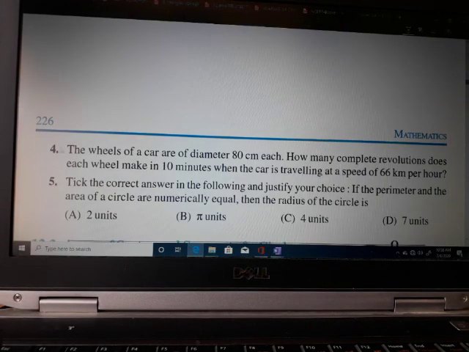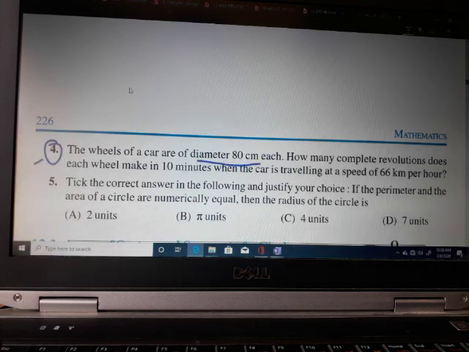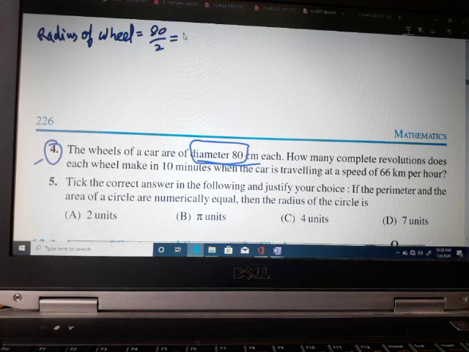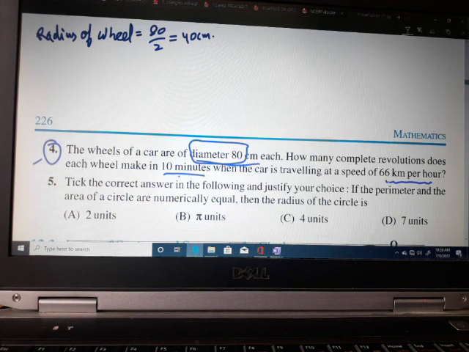Question number 4. The wheel of a car has a diameter equal to 80 centimeter each. The diameter of the wheel is given, so the radius of the wheel will be half of this diameter, 80/2, equal to 40 centimeter. How many complete revolutions does each wheel make in 10 minutes when the car is traveling at the given speed? First of all, this is the radius of the circle, half the diameter. Then we find the circumference of the circle.